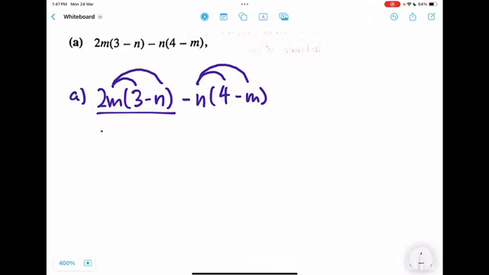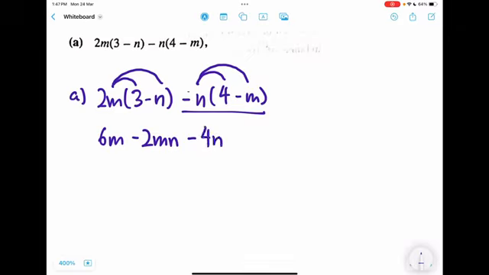And of course that would just give me 6m. Alright, next would be positive 2m multiplied by negative n. And that in turn will give me negative 2mn. Now we want to direct our attention to the other half of the expression. And what we have is negative n multiplied by 4. That would be negative 4n. And negative n multiplied by negative m. Negative and negative would give me positive mn.